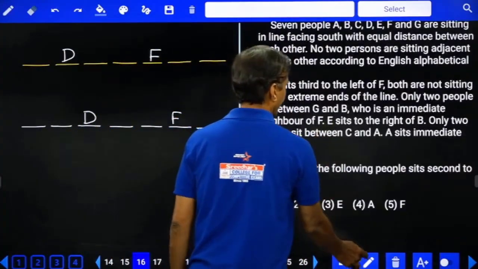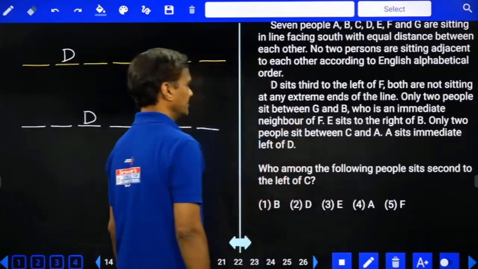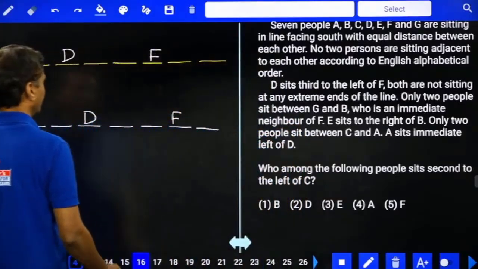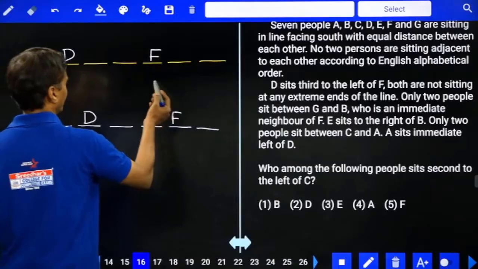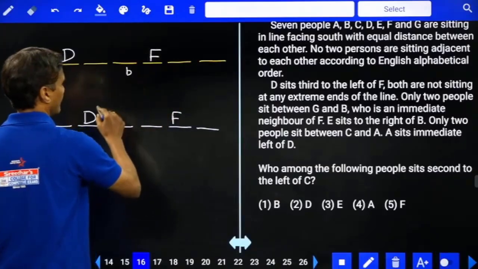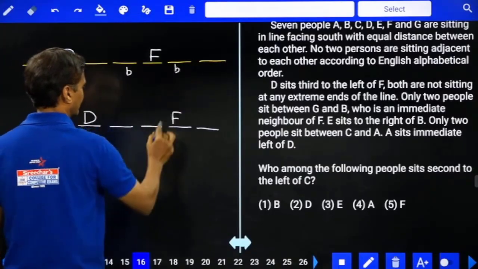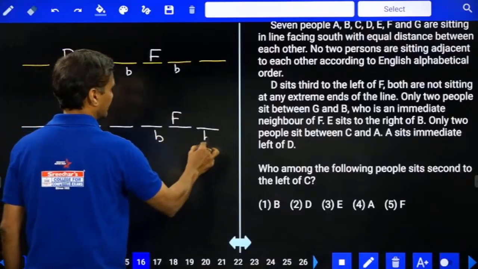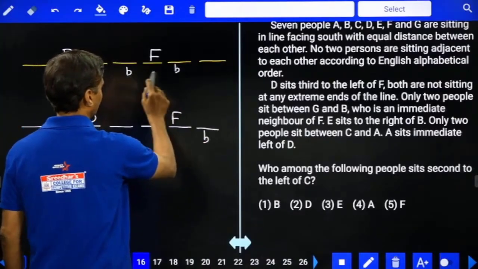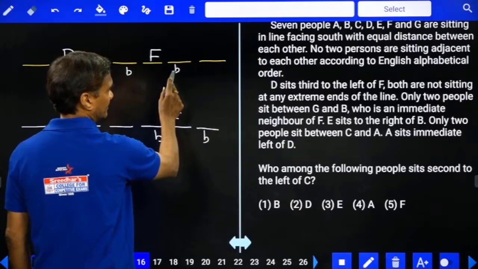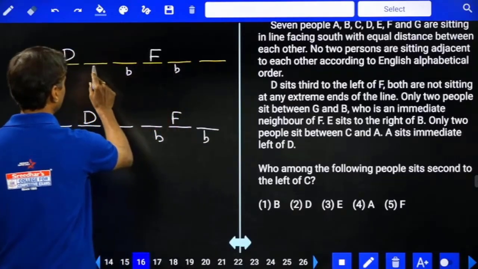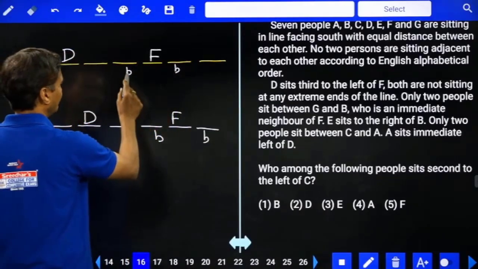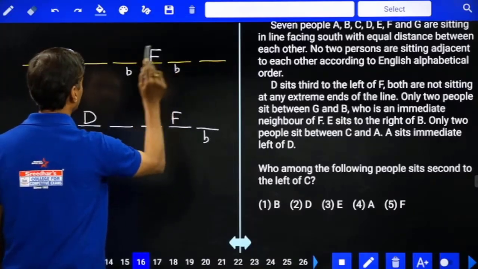Then next one. Only 2 people between G and B. B is an immediate neighbor of F. Now B is here. B can be here or B can be here. Similarly, here again, B can be here. If B is here and there are 2 people between B and G, then 1, 2, G can be here, there is a possibility. Or if B is here, 1, 2, G can be here, there is a possibility.